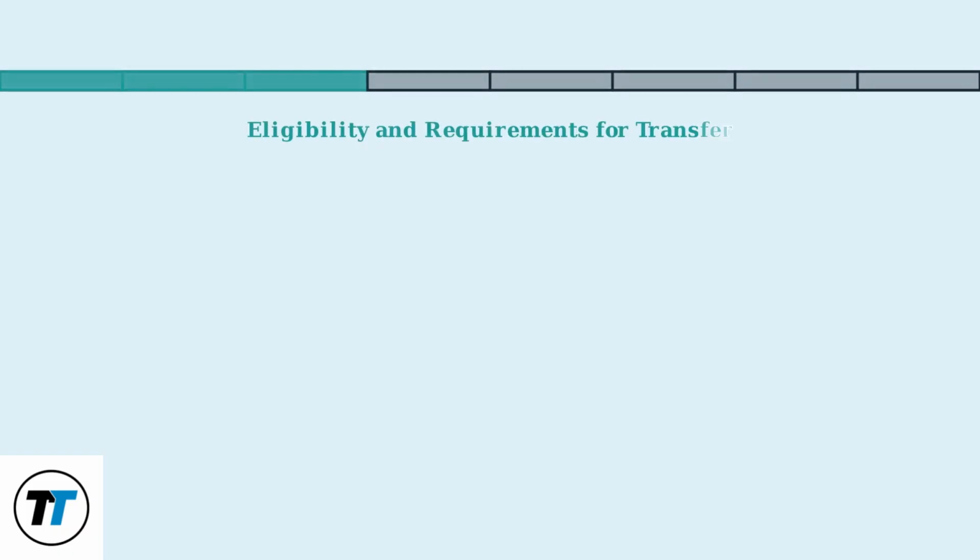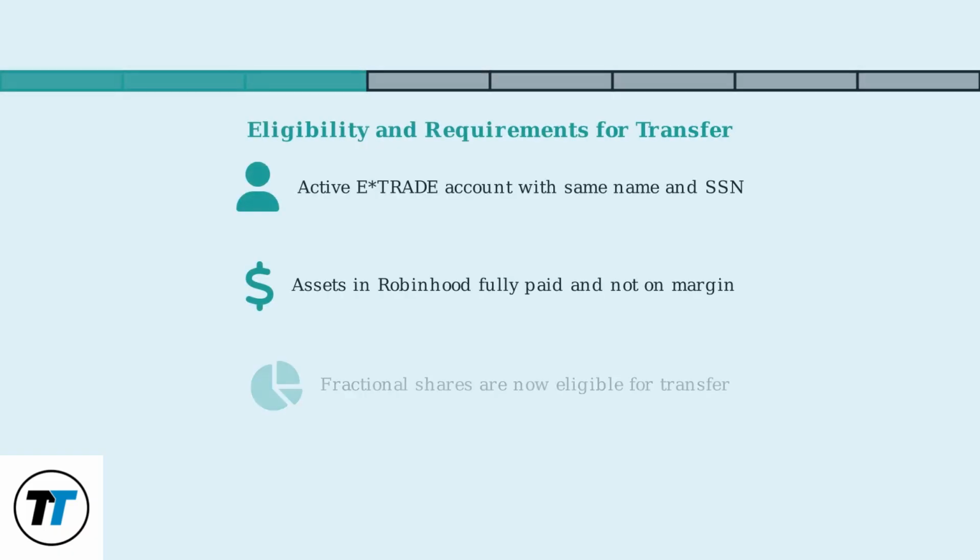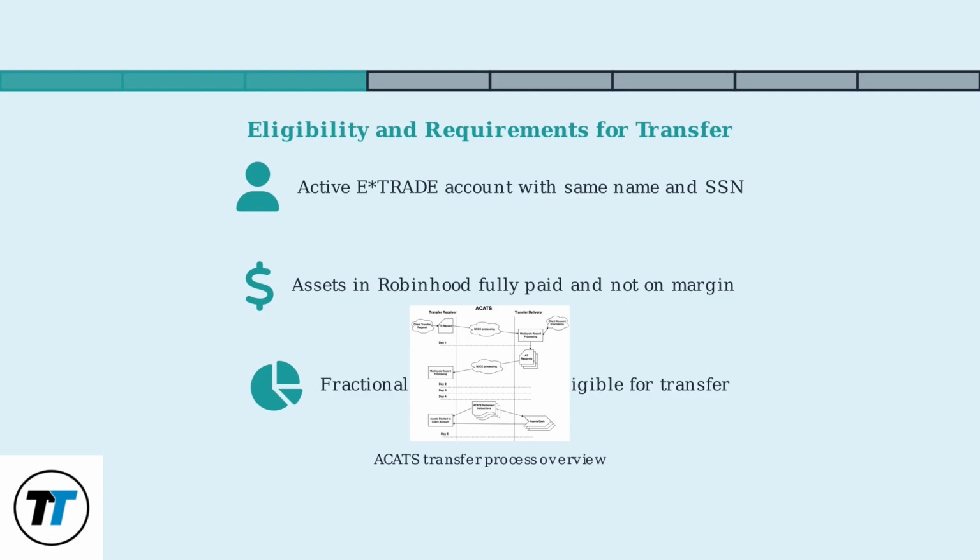To initiate an ACATS transfer, you'll need an active E-Trade account with the same name and SSN as your Robinhood account. Your assets in Robinhood must be fully paid for and not held on margin. Good news, fractional shares are now eligible for transfer, a recent improvement that eliminates previous limitations.